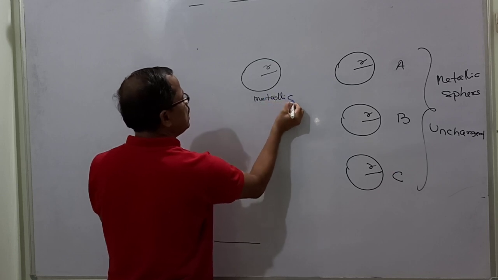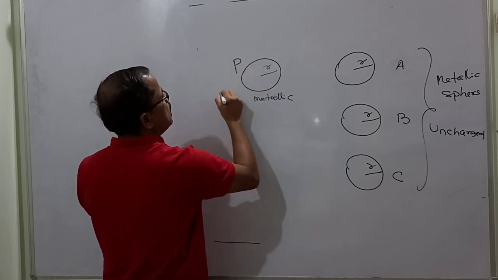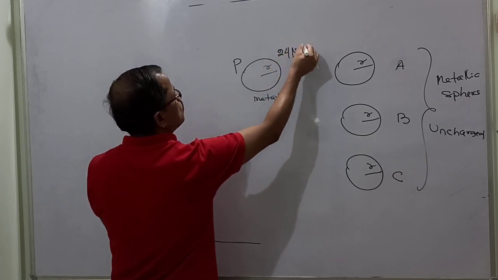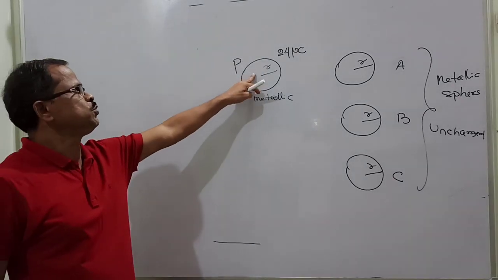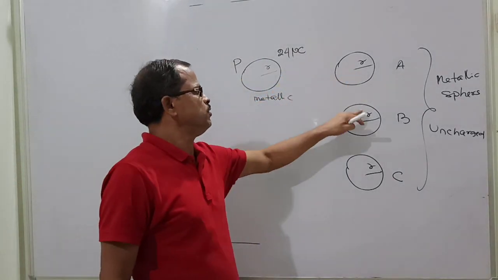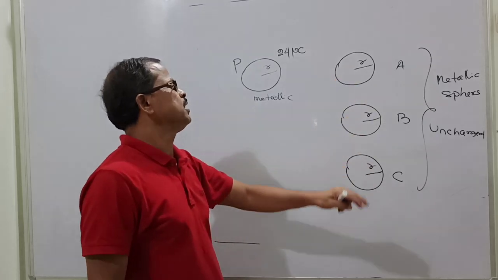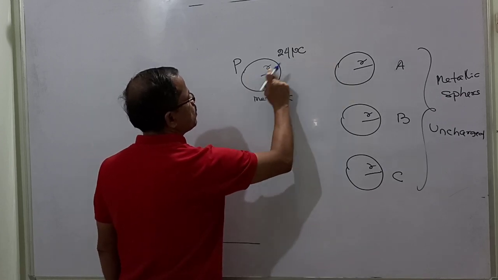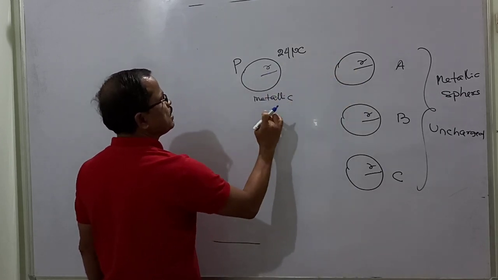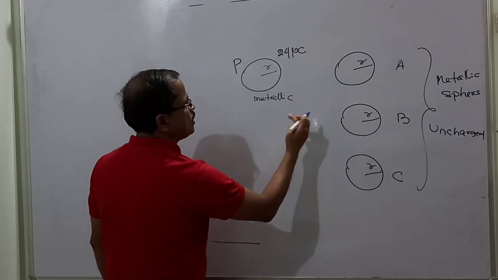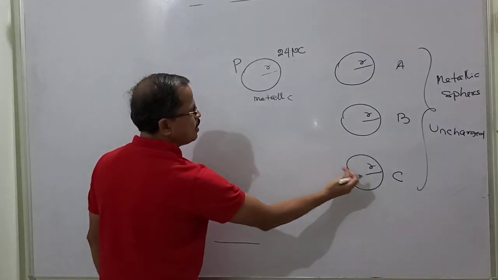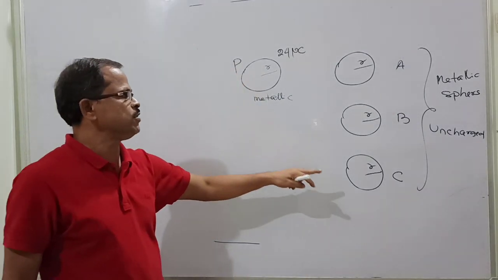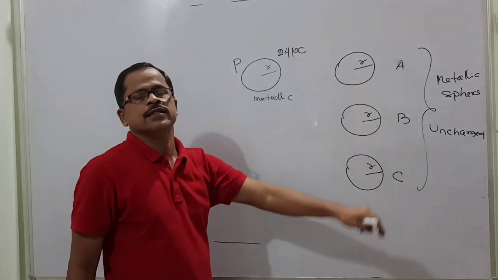The charge on this sphere, named B, is given as 24 microcoulomb. A and C are uncharged. Then sphere P is kept in contact with A, then removed. Then again it is kept in contact with B, removed. Again kept in contact with C, removed. Finally, what will be the charge on spheres A, B, and C? This is our question.